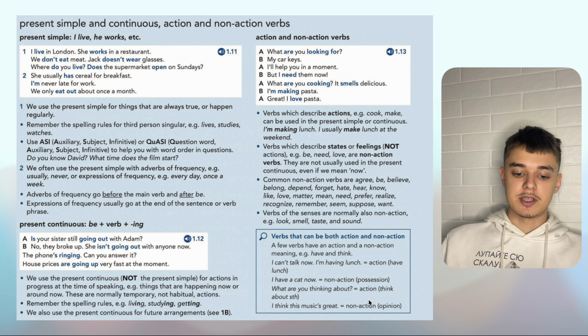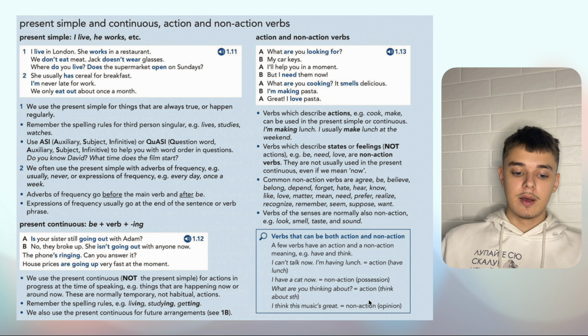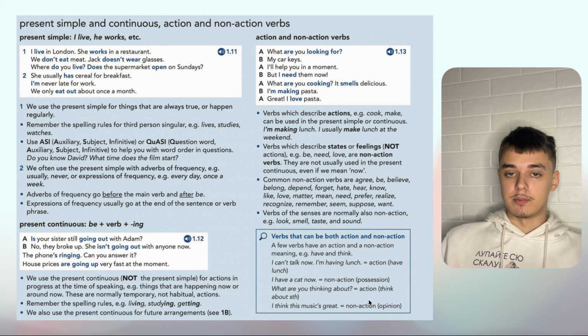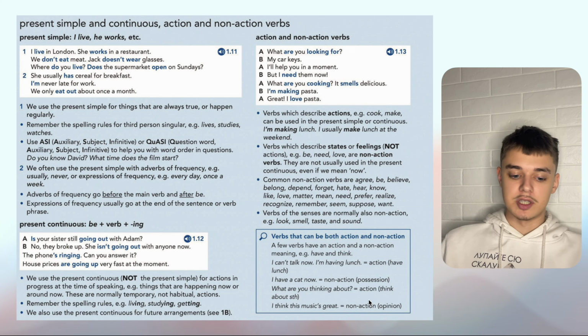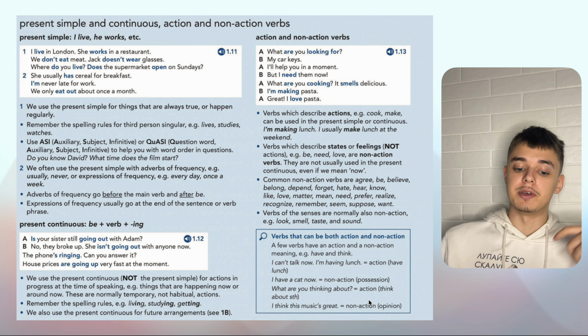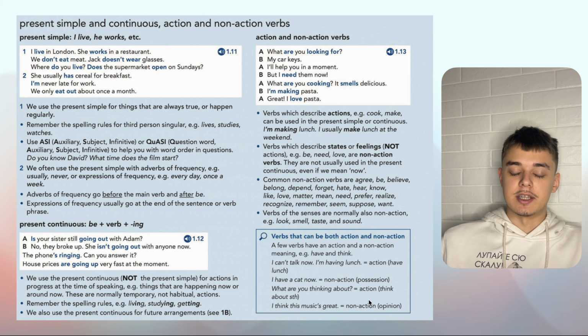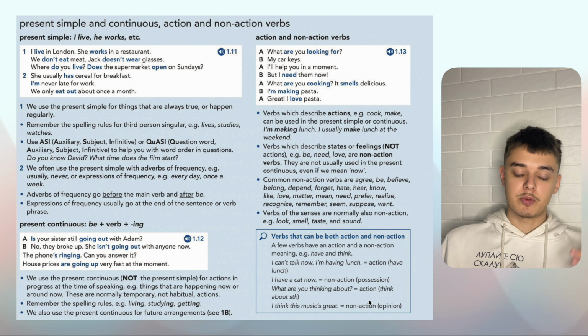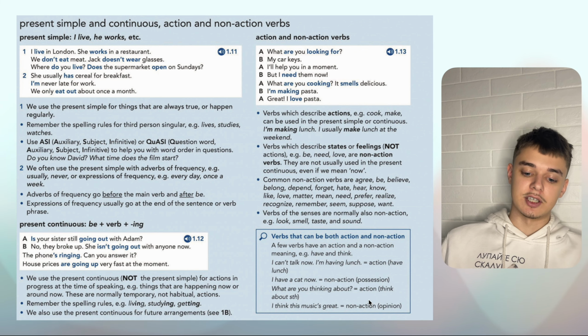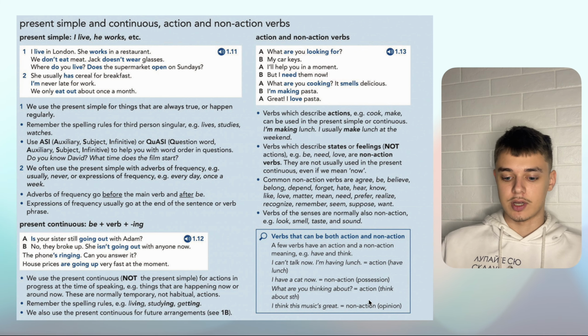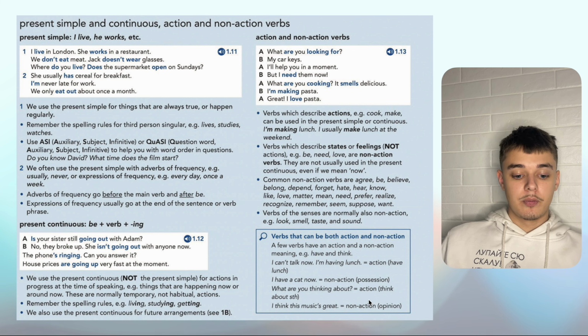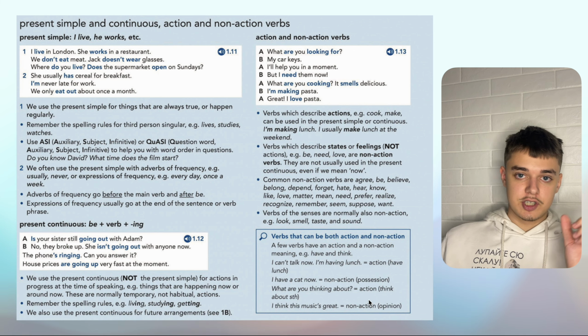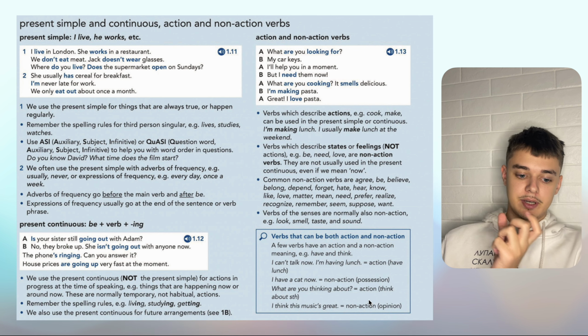We often use the present simple with adverbs of frequency, something that shows us how often something happens, right? Usually, never, or maybe some expressions of frequency, more than just one word, like every day, once a week. We need to remember that the adverbs of frequency go before the main verb and after be. And expressions of frequency usually go at the end of the sentence or verb phrase. Okay? Then, present continuous. The structure for it is usually be, verb, ing.